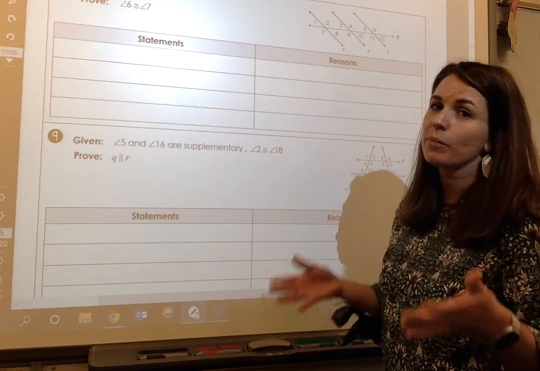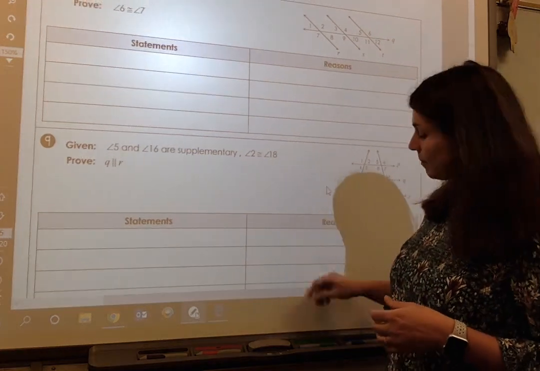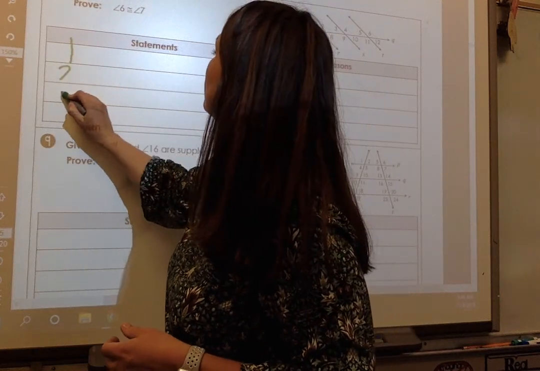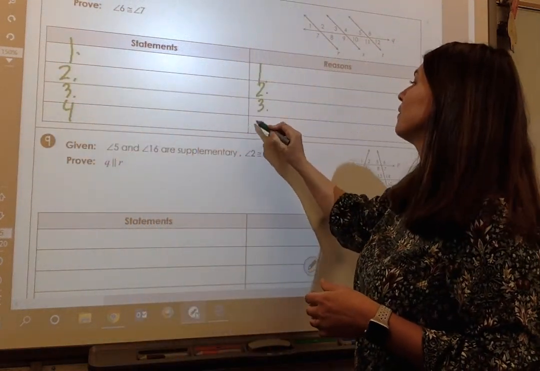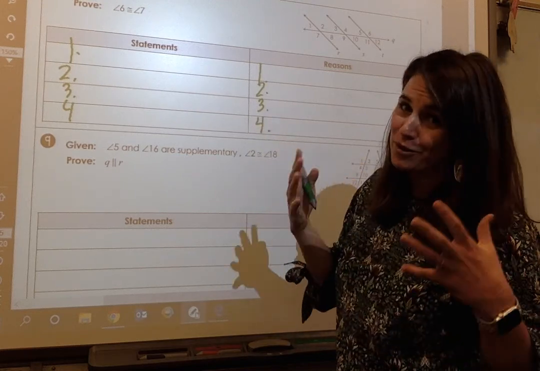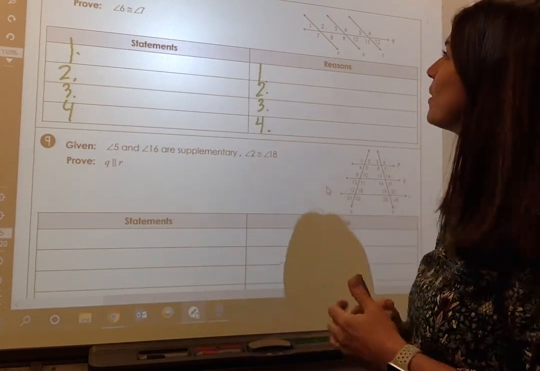Okay, picking up where we left off, number 8. Again, we're going to number 1, 2, 3, and 4. Again, let me stress the importance of numbering these so you don't get points off.